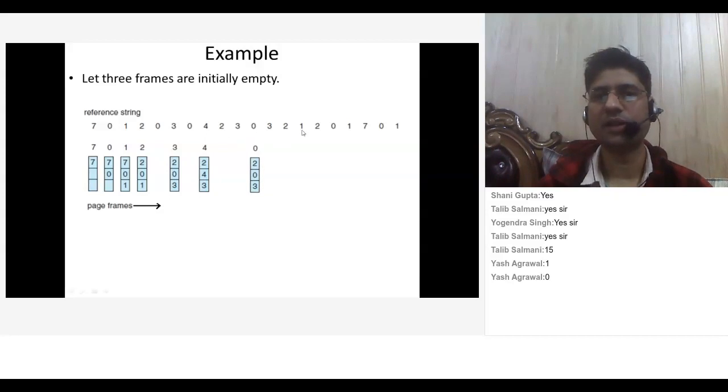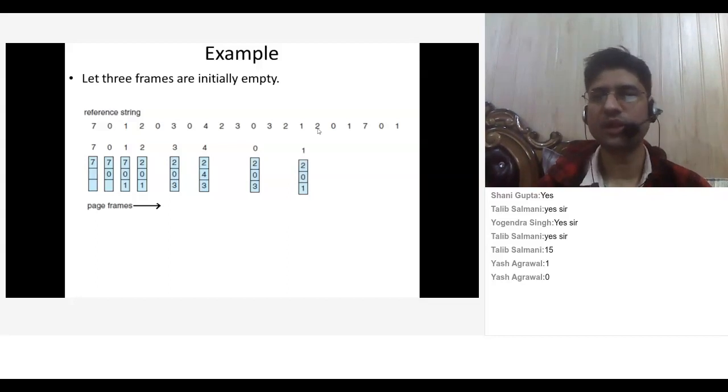Right? Now for 1, there is a page miss. Which page will you replace? 3. Why? Because 2 and 0 will be required in the near future. Yes, sir. So you can replace this.